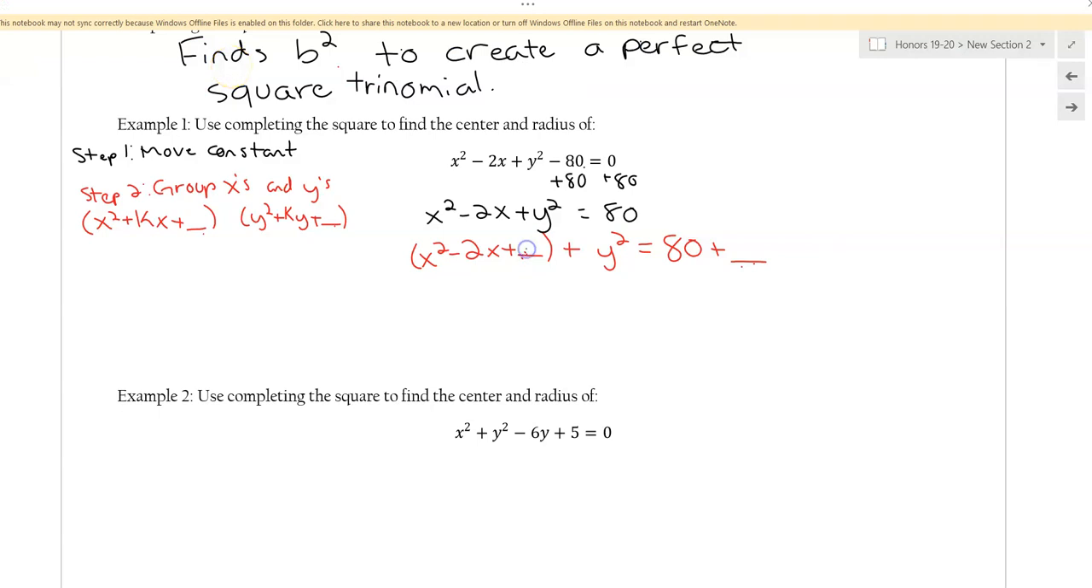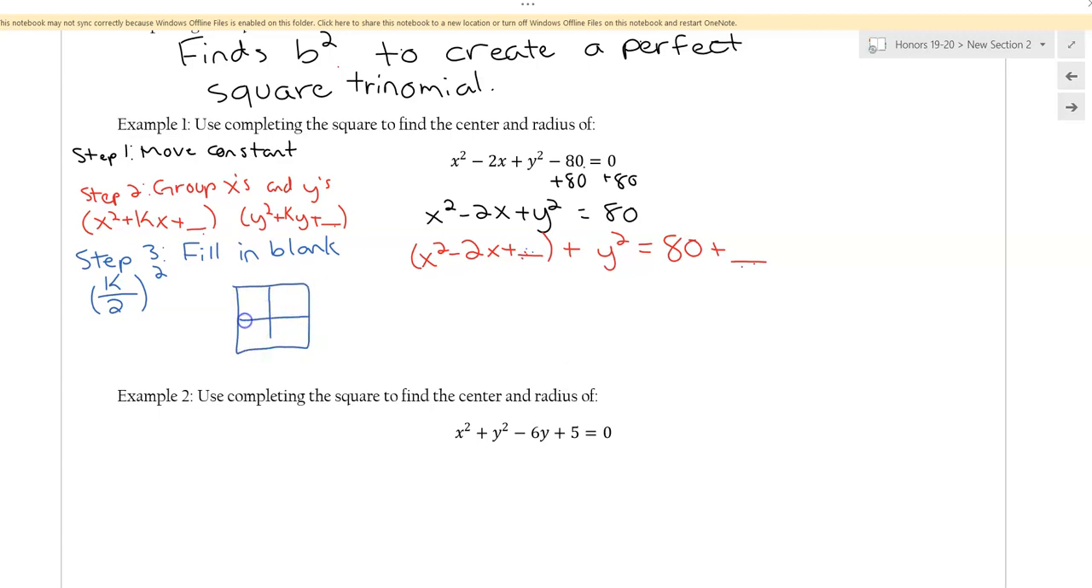Now I want to find this number. There's two ways to do it. They're kind of the same idea. One's a little more visual than the other. So I can take k divided by 2 and square it. That would give me this number. Or kind of have a visual method.